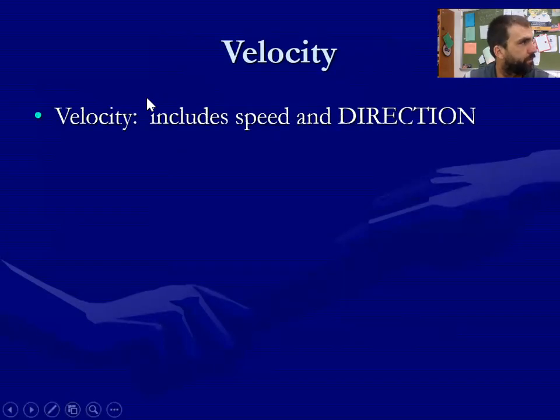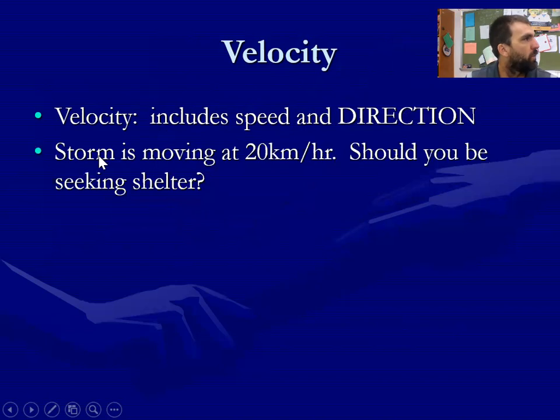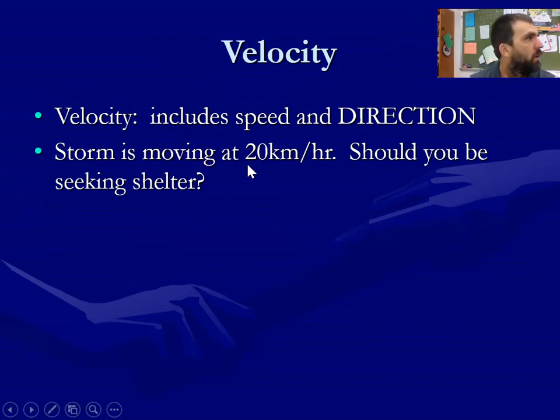All right, velocity. Velocity includes speed and direction, okay? So the storm is moving at 20 kilometers per hour. Should you be seeking shelter? Is that a velocity or is that a speed? It's a speed because it has no direction, correct? If it was telling me it was moving 20 kilometers per hour east, that would be a velocity, okay, because it gives me the direction.